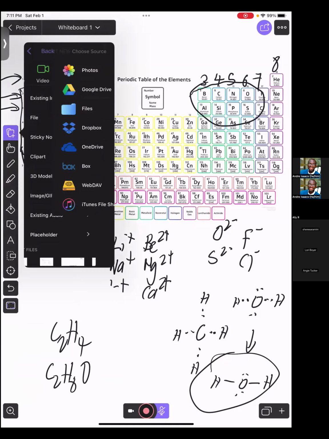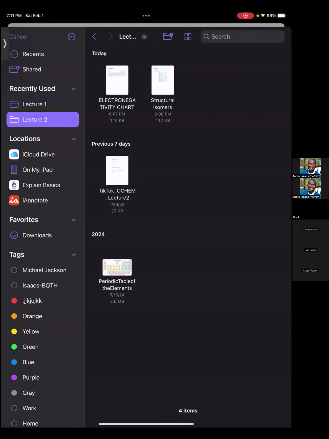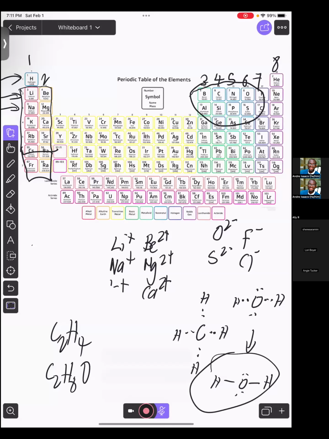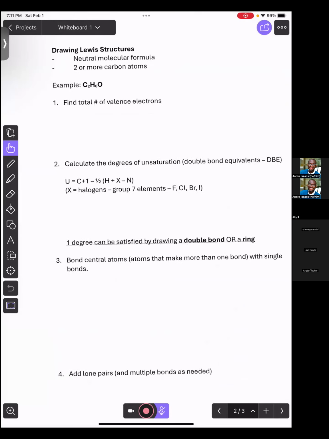All right, so let me open up the notes that I'm using today. Lecture 2. Here we go. All right, so drawing Lewis structures.